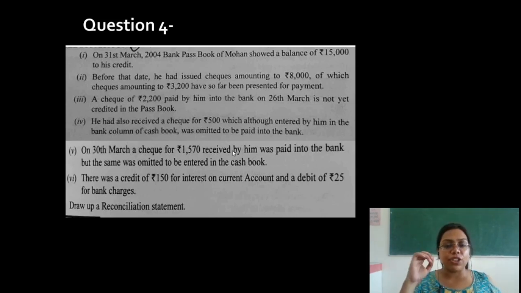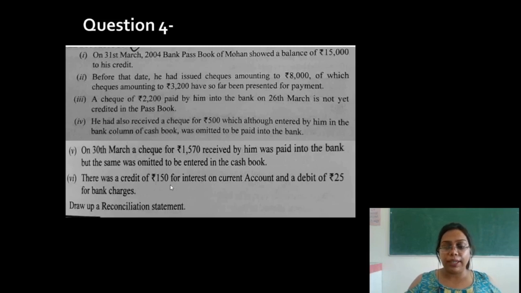He had also received a check for rupees 500, which, although entered by him in the bank column of the cash book, was omitted to be paid into the bank. On 30th March a check of rupees 1570 received by him was paid into the bank, but was omitted to be entered into the cash book. There was a credit of rupees 150 for interest on current account and a debit of rupees 25 for bank charges. Draw up a BRS.